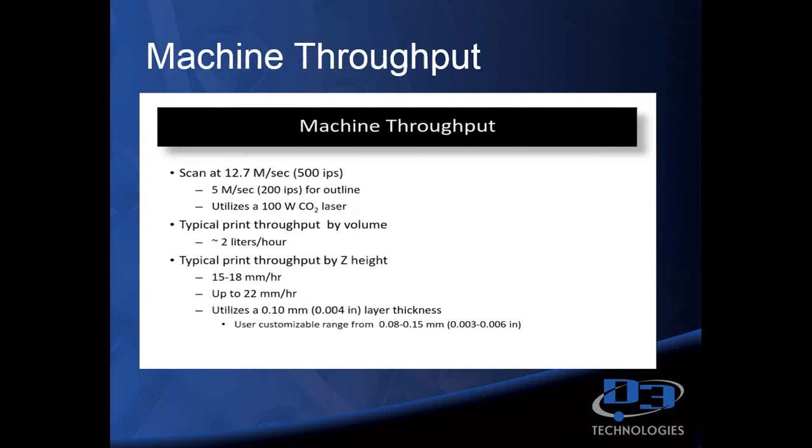Just to give you a little bit more detail on some of the machine throughput itself, as I said, it uses a CO2 laser that scans at about 12.7 meters per second or 500 IPS. It does utilize a 100-watt CO2 laser. Typically, your print throughput is going to be plus or minus about 2 liters an hour. So your typical print Z height is going to be about a half an inch per hour. Now, sometimes that can vary depending on your orientation. I've had some parts that I've been able to get up to almost an inch an hour on the Z height. So again, some of that depends upon your orientation of the part itself. And again, it utilizes a layer thickness of 4/1000ths of an inch.